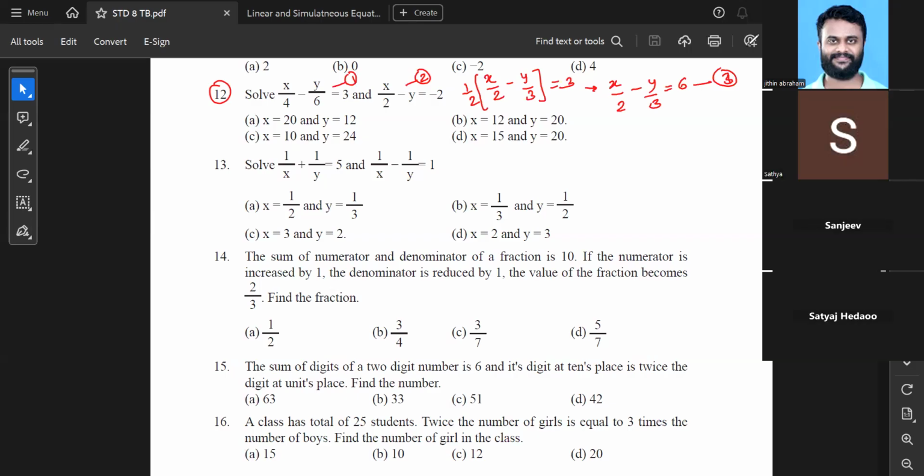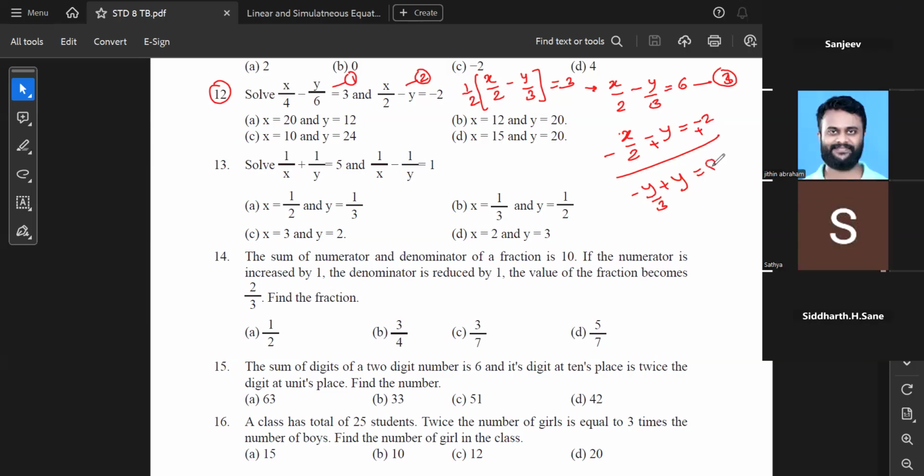Yes, sir. Now, since you have x same, equation 2 and equation 3 both have the same x. So let's put them one below the other. Now I'll have to eliminate the x term, so I'll simply subtract. This will become negative, this will become positive, this will become positive. Now my x upon 2 minus x upon 2 cancels. Minus y upon 3 plus y comes on the left hand side. 6 plus 2, 8 comes on the right hand side.